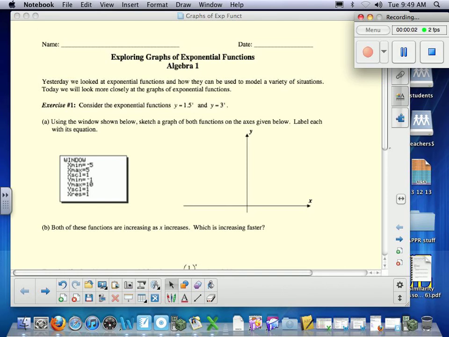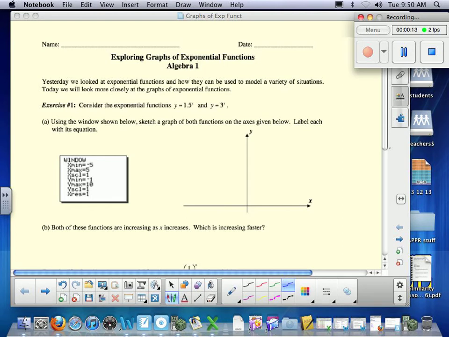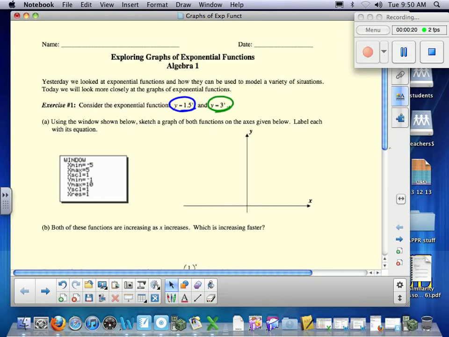When we graph exponential functions, we go right to our handy dandy calculators and type in the equation. Okay, so we're going to look at two graphs on the same axes. I would suggest that you use different colors just to keep your life a little bit easier, if you will. Our window is going to change a little bit so we can see the graph on the calculator screen.